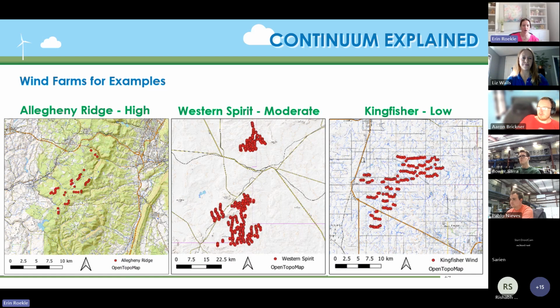Just for your reference again, these are where all the turbines are located, those red dots, and then the topography maps around them. You can see with Allegheny Ridge the terrain varies a whole lot. We're on a ridgeline. And then on the other end of the spectrum with Kingfisher, it's very flat, not a whole lot going on in terms of terrain.